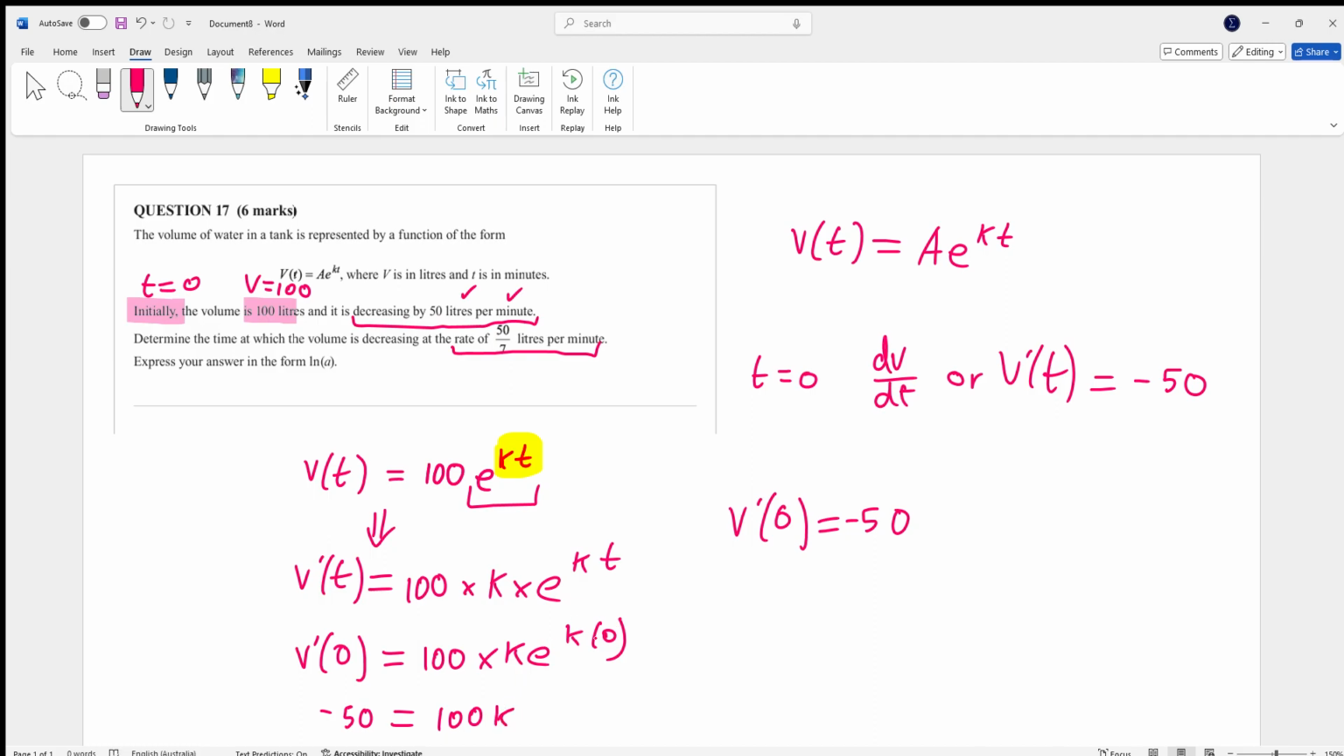E to the 0 is just 1, so we can just replace that for that. So we have negative 50 equals 100k. So therefore, k is going to be negative 50 divided by 100. So k is equal to negative a half.